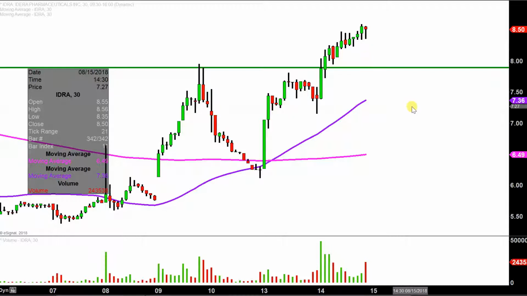Now don't get me wrong though, if the price falls below 8, I'm not saying the entire chart's ruined or anything like that. But preferably speaking, if the price can stay above that area, that would be a great sign of power.